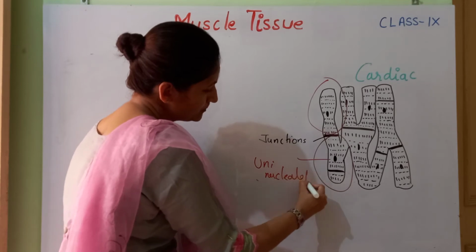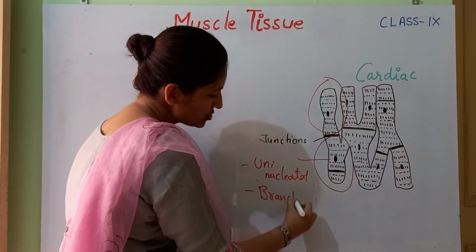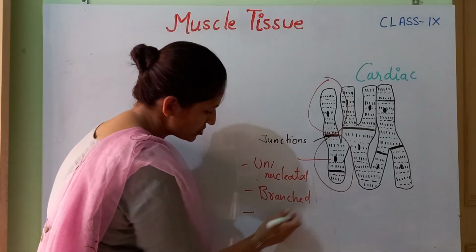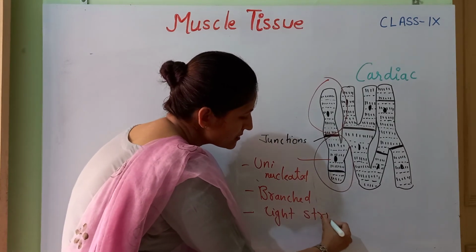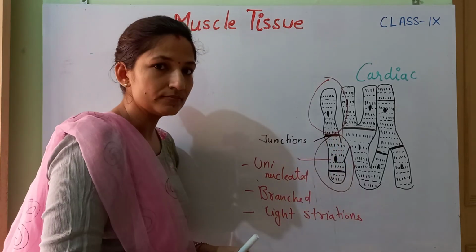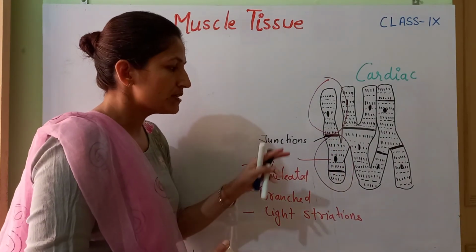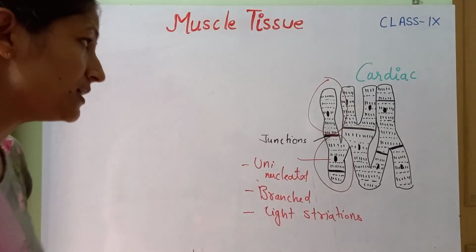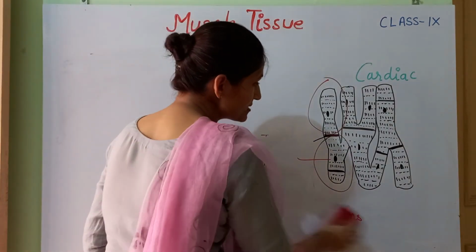Uninucleated, okay, branched as you can see, light striations we can write. Light striations are formed, bands are formed over here, and cylindrical in shape. So this type of muscle is mainly present in the heart, because the word cardiac means heart.